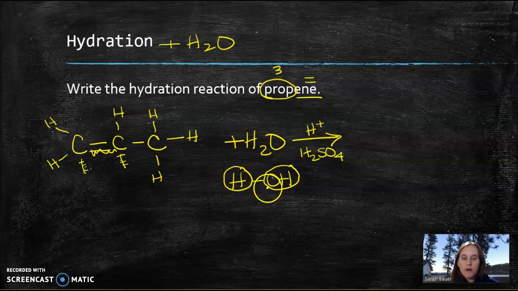Together this is our water, but as far as how it's going to get added across the double bond, we're going to add the OH so that you can see how it's unsymmetrical. These are not the same, therefore this is unsymmetrical addition, right? So let's say that this hydrogen gets added here.